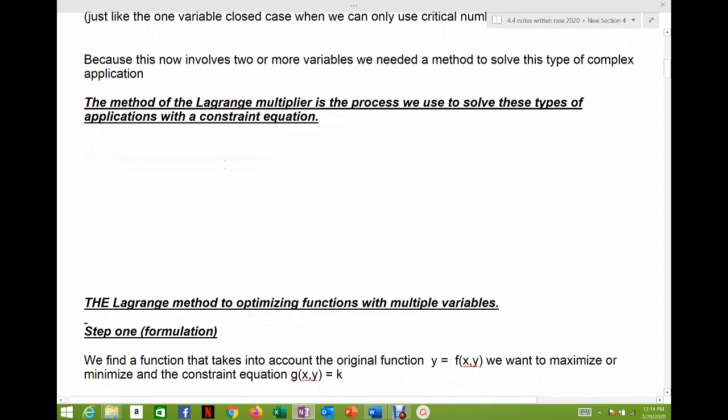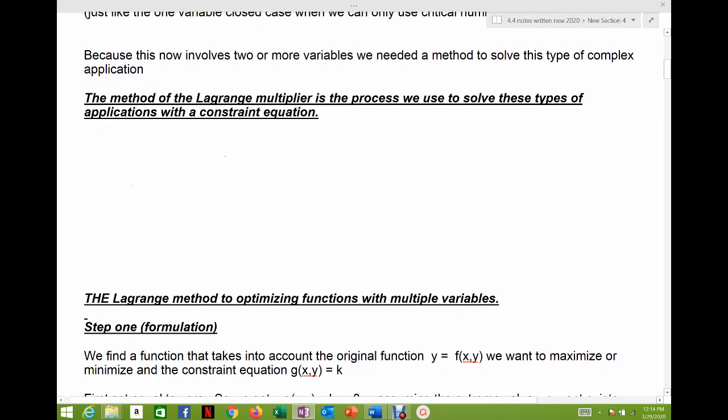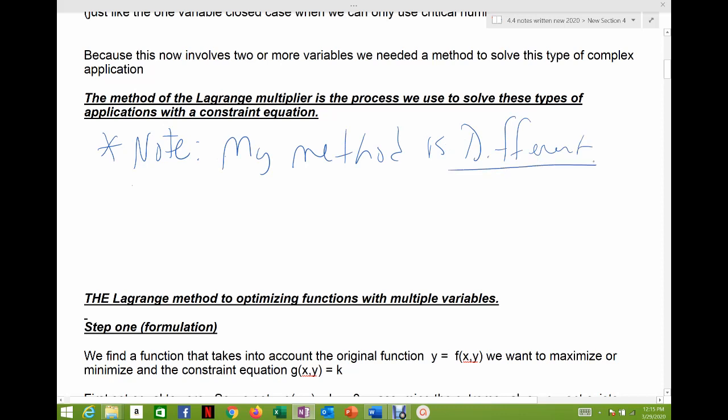Because this involves two or more variables, it's a little more complex, and so there are different methods that were created to solve this. I'm using the method of the Lagrange multiplier and the Lagrange function to solve these types of applications with constraint. I am going to make a note here that my method is different. The way it's set up in the algebra that we do is different than the book, ergo different than what's on Connect.